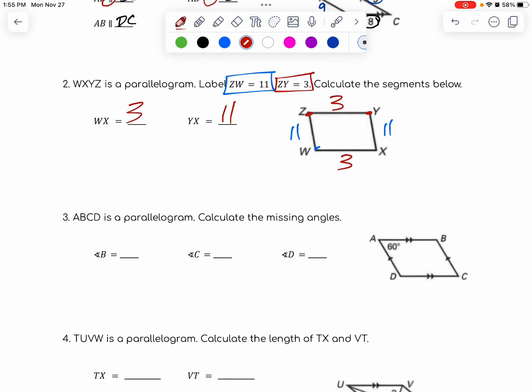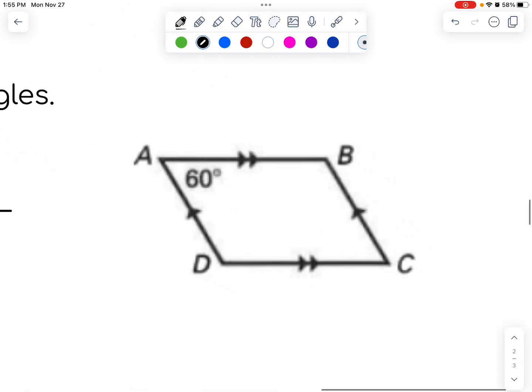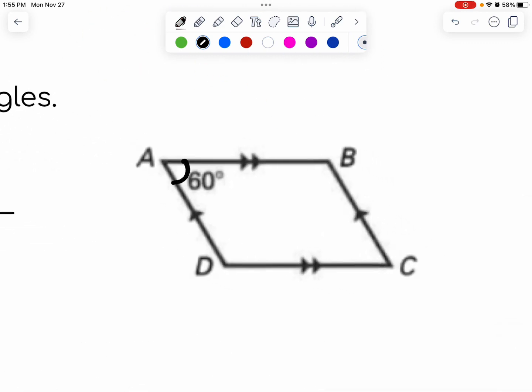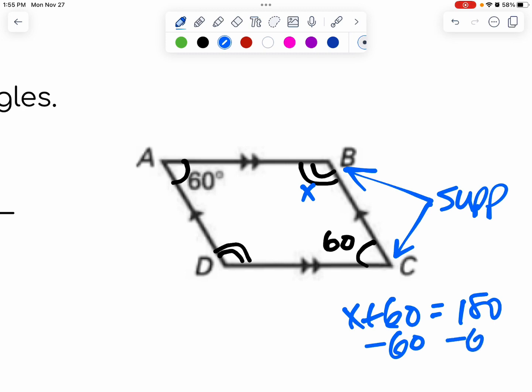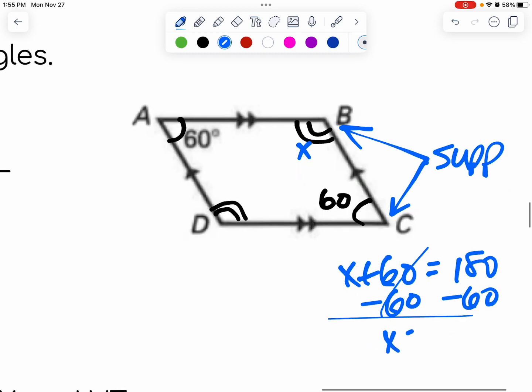ABCD is a parallelogram. Find the missing angles. Well, remember on the front how we swooped our angles like this. Angle A and angle C are equal, which means there's a 60 there. And angle D and angle B are equal. How do I figure that out? I feel like I remember something about consecutive angles being supplementary, which means if I put an X right there, I'll do X plus 60 equals 180. When I subtract 60 from both sides, I believe I get X equals 120. So I'm going to put 120 there, which means 120 also goes right there.